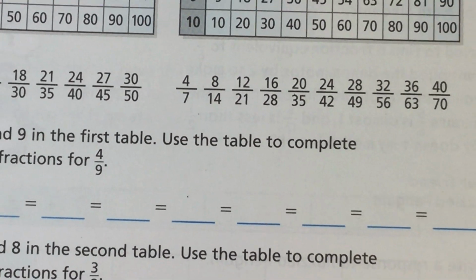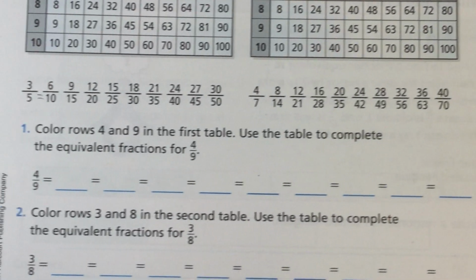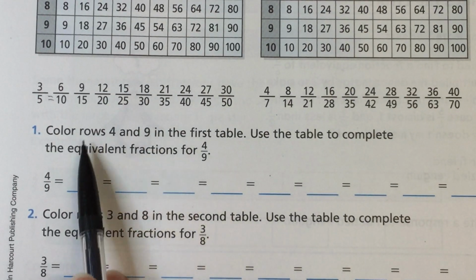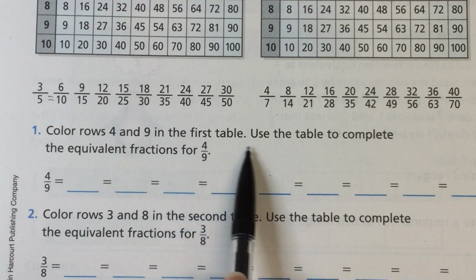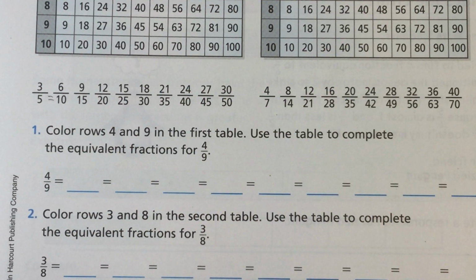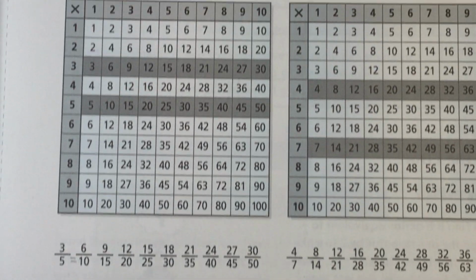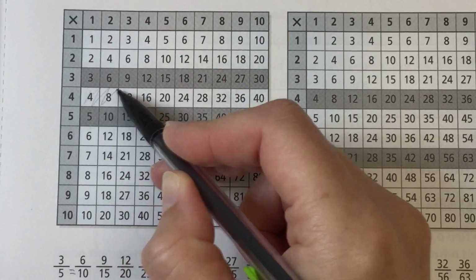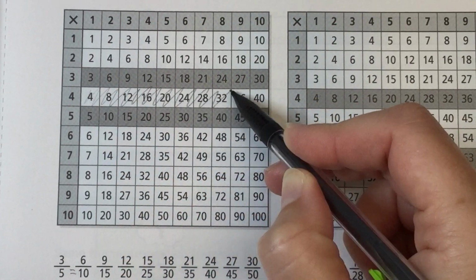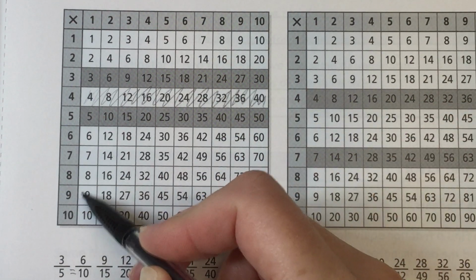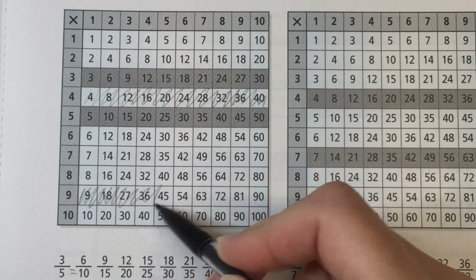Now they have some for you to complete on your own. So color rows 4 and 9 in the first table. Use the table to complete. And yes, I do want you to complete this at home, so make sure you do remember. I will be checking your math books at some point. So you want to make sure that you get it all nice and filled in.